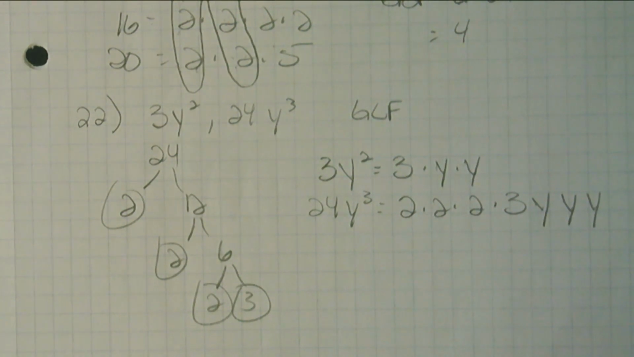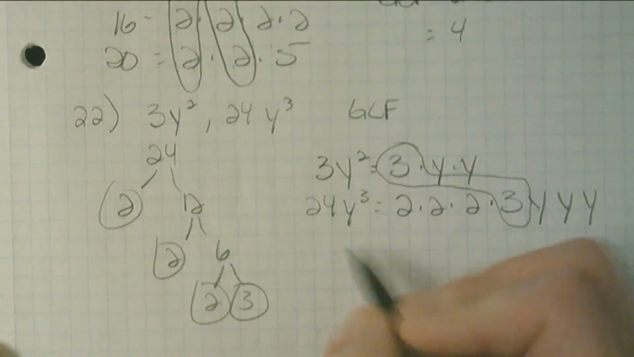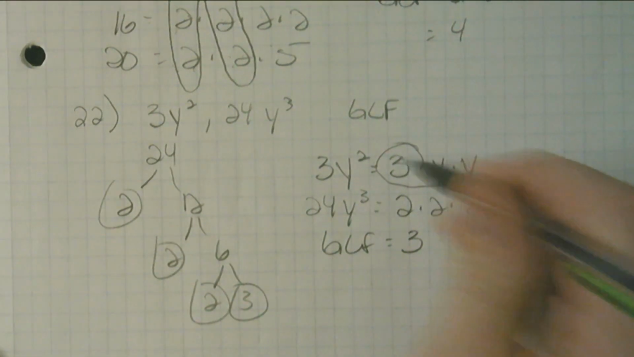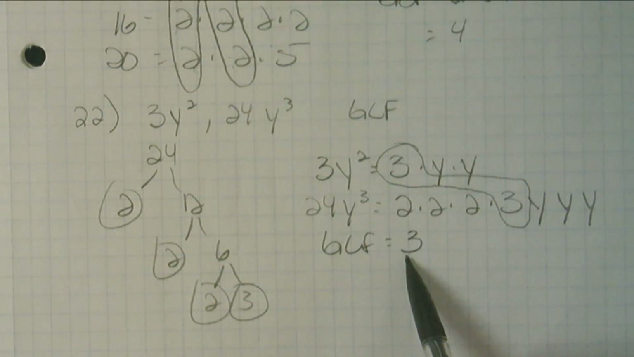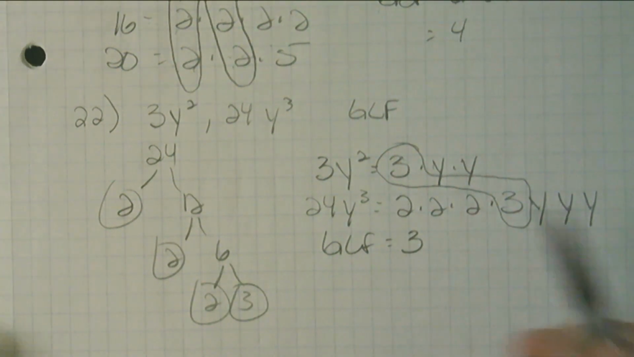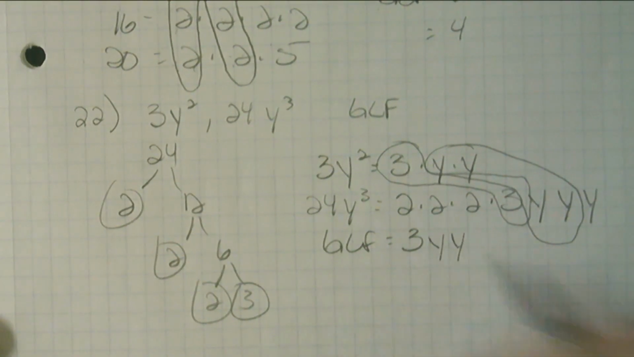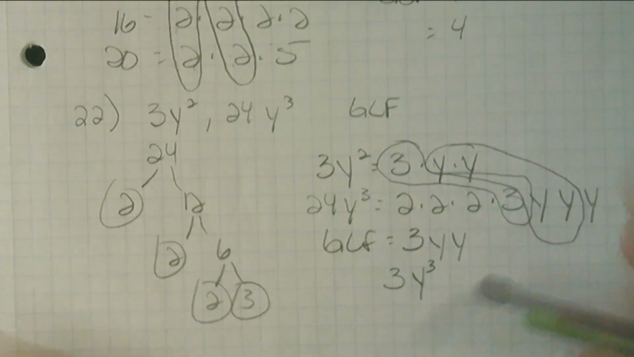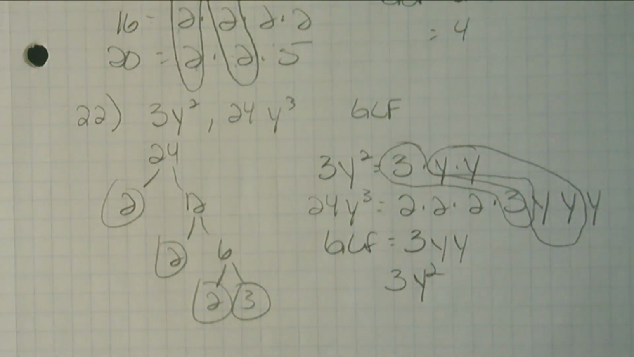Okay. From here, we're just going to circle what factors they have in common. Well, they have this 3 in common. So my GCF is going to start with just a 3. Not 3 times 3. They both simply have a 3 in their list. Then they both simply have 2 y's in their list. So there's my y times my y. So my GCF is 3y squared. Angela, does that help you?